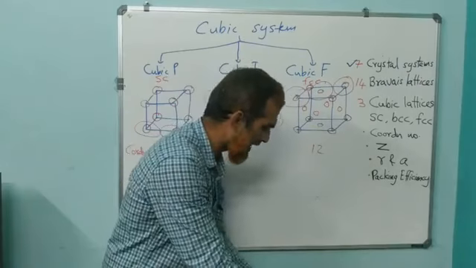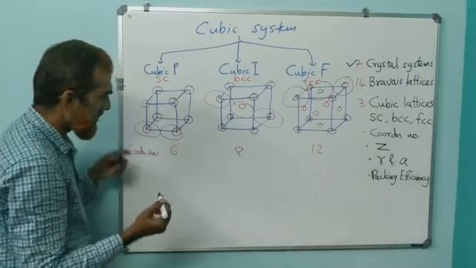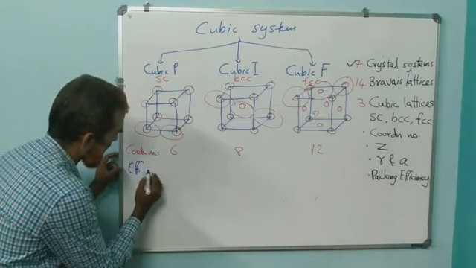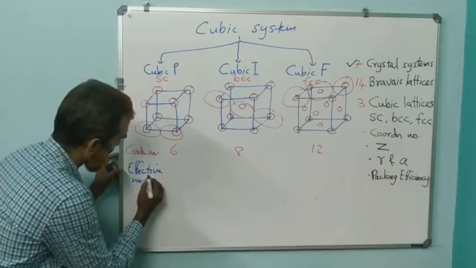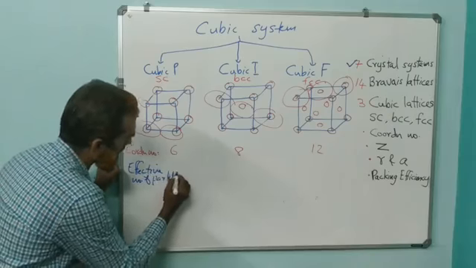Now coming to the next point, which is about Z. What is Z? Effective number of particles per unit cell. What is it?